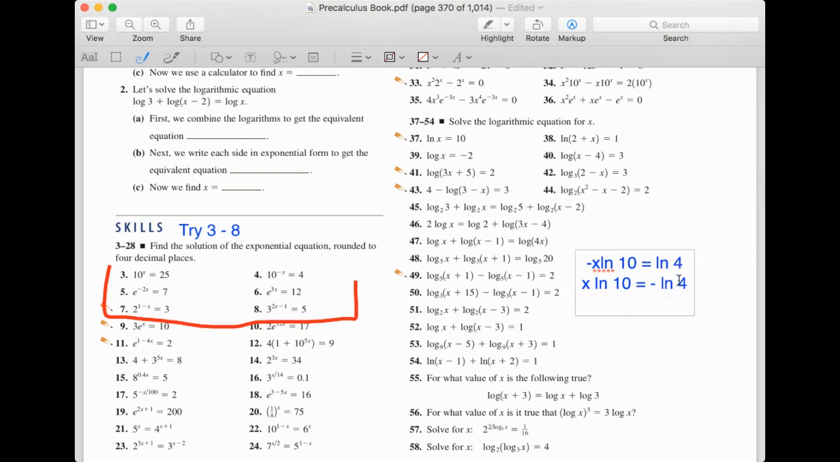Now we want to isolate x times ln 10. What do you think we should do? We divide. We divide by what? By negative ln 4? No, we divide by ln 10, right? Because we have x times ln 10, to get rid of it. We want to divide by ln 10 on both sides to isolate the x on one side. So x equals negative ln 4 divided by ln 10.